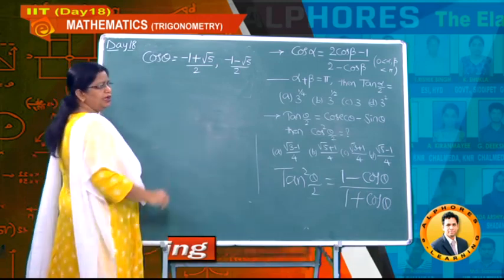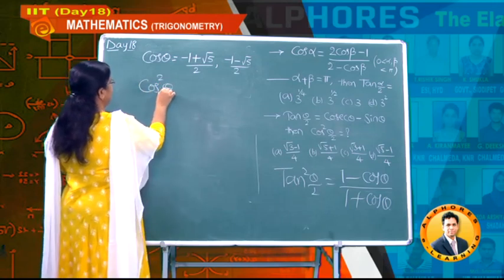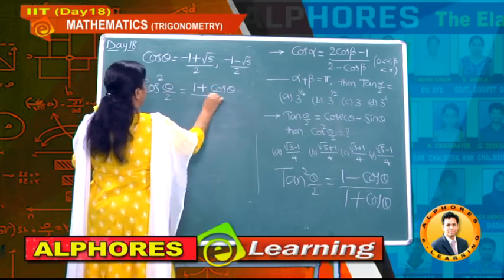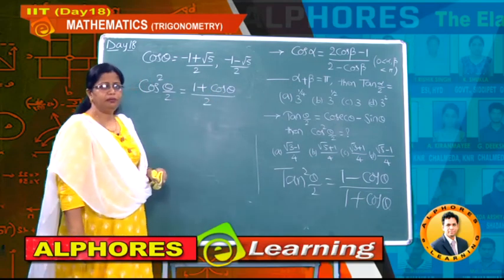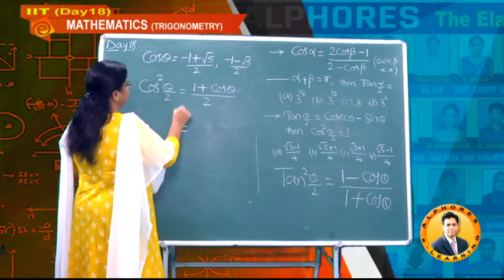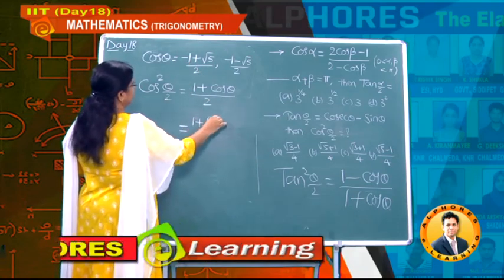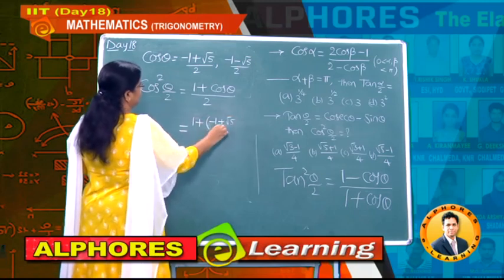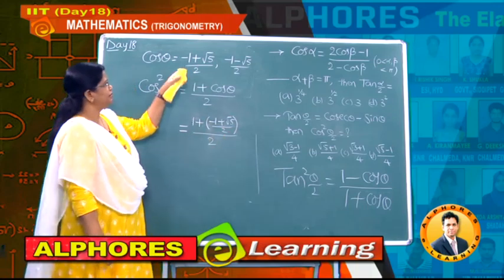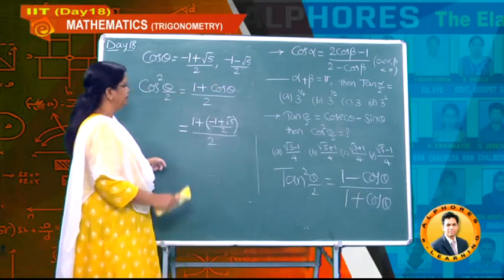Again you are going here, the concept of multiple and submultiple angles. Cos square theta by 2 equals (1 plus cos theta) whole divided by 2, okay? This is the formula we have from multiple and submultiple angles. Now I am substituting cos theta, let us substitute this value here. It is (minus 1 plus root 5) divided by 2, whole divided by 2. So I am substituting this value first and later we can substitute the other value, understand?